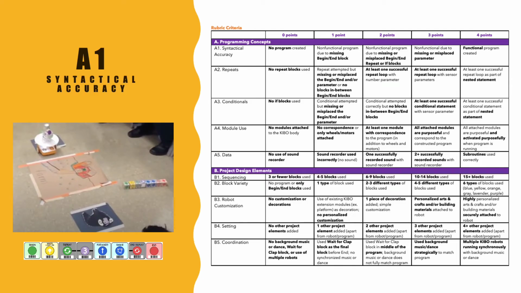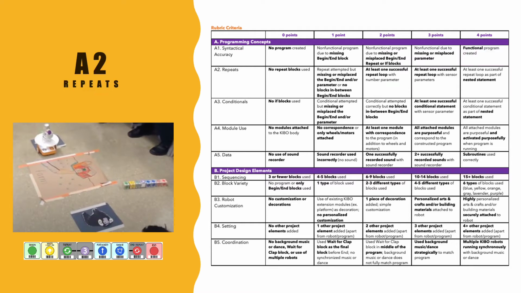Let's begin scoring the programming concepts. The first criterion is syntactical accuracy, which means if the blocks are scanned in order from left to right, the robot will perform the programmed actions without beeping an error message. In this example, the program is syntactically accurate, so the score for A1 is 4 points.